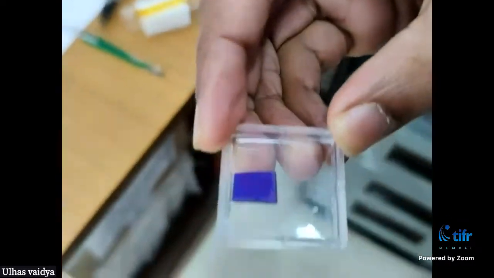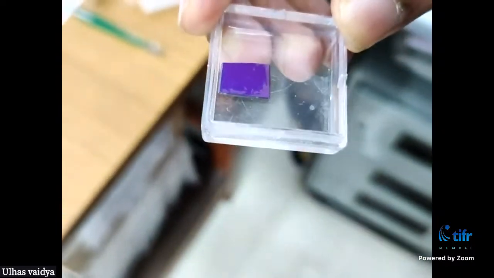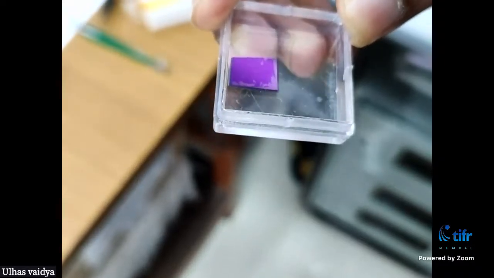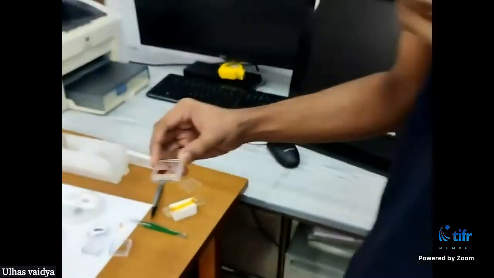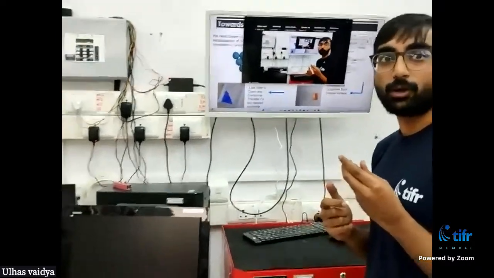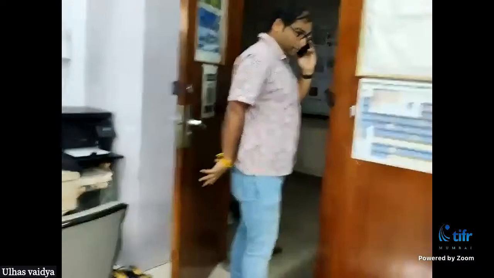Is it visible? There is a slight color contrast. That darker region is the transferred graphene. So that's how we do it. We exfoliate the graphene, and we transfer it onto an arbitrary substrate. So let's start with the copper growth itself. Kaushal will tell you about the copper growth through the sputtering technique. Kaushal, you can take over.